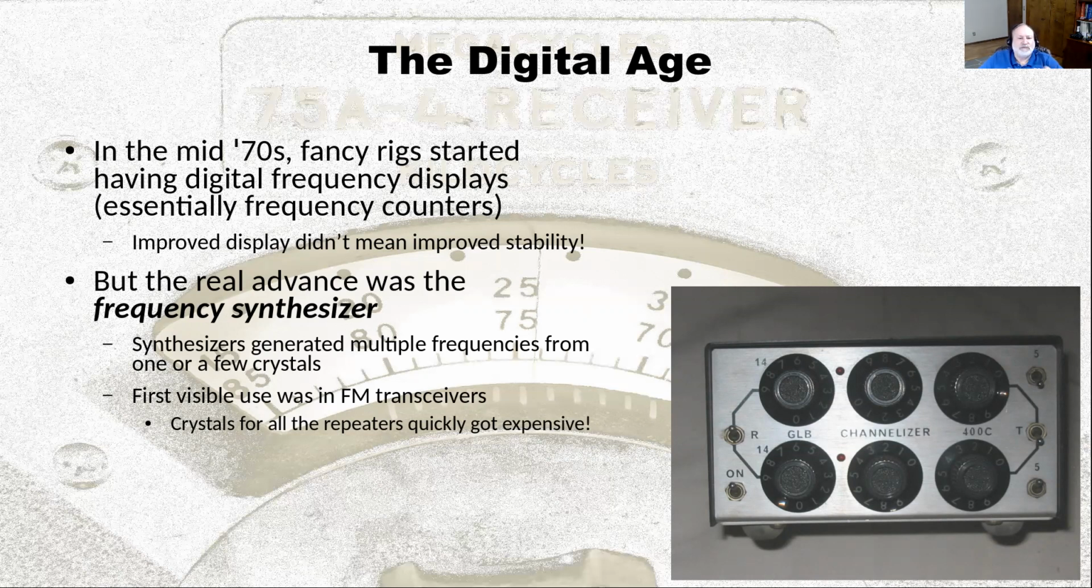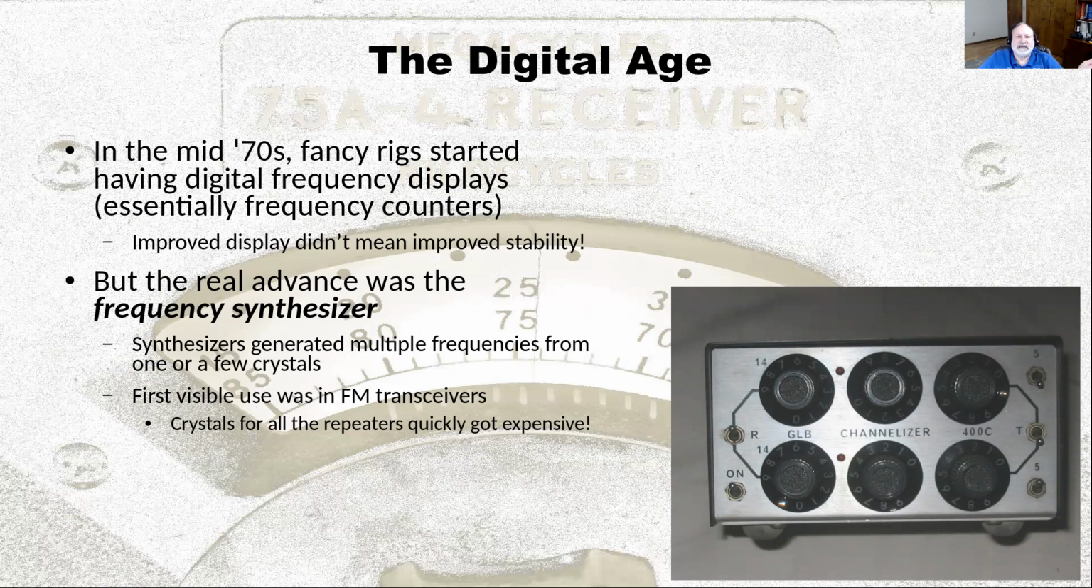In my mind, though, the real advance in the mid 70s was the frequency synthesizer. Synthesizers are a way to generate multiple frequencies from one or a handful of crystals. They were used in science and industry from probably the late 50s, but were extraordinarily expensive and complicated. Digital technology let us make much simpler ones. The first ham use was in FM transceivers.